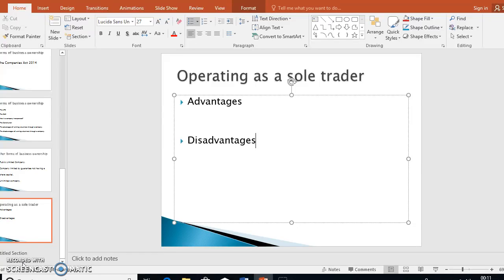However, one of the outweighing disadvantages is that a sole trader does not have the benefit of limited liability. What this means is that a sole trader therefore is responsible for all of the debts of the company, and these can follow him into his or her private assets, and if the private assets are not enough to discharge the debts, well then that can result in the sole trader becoming bankrupt.